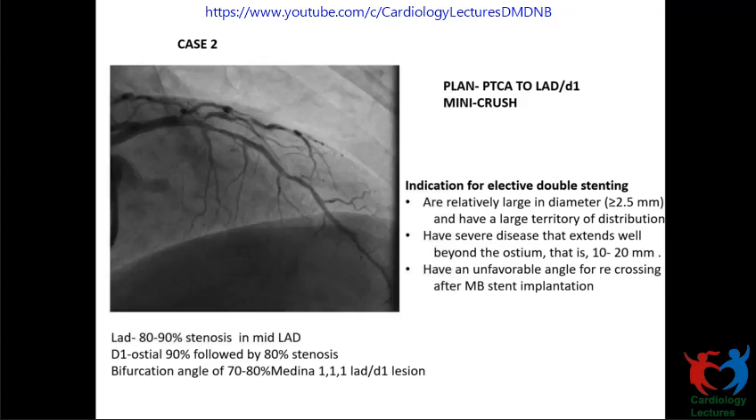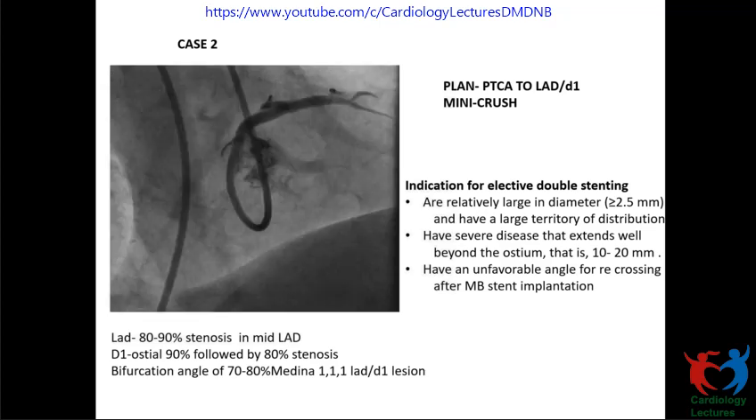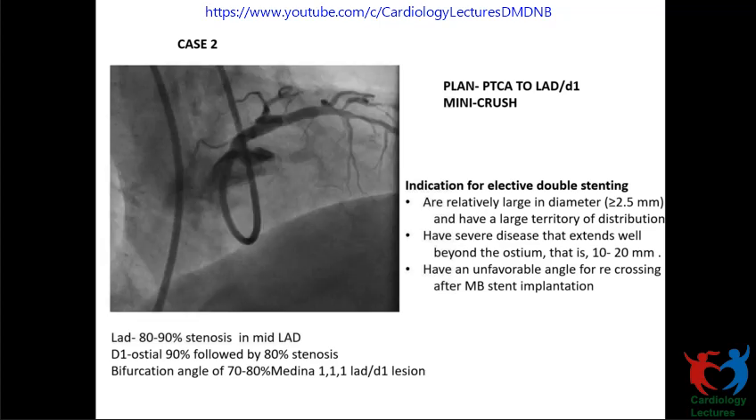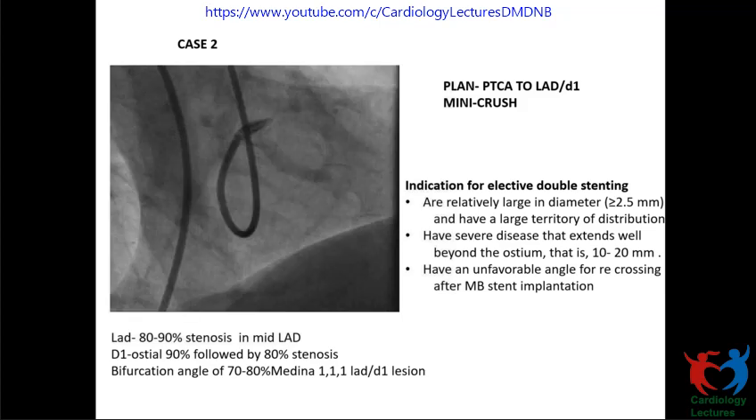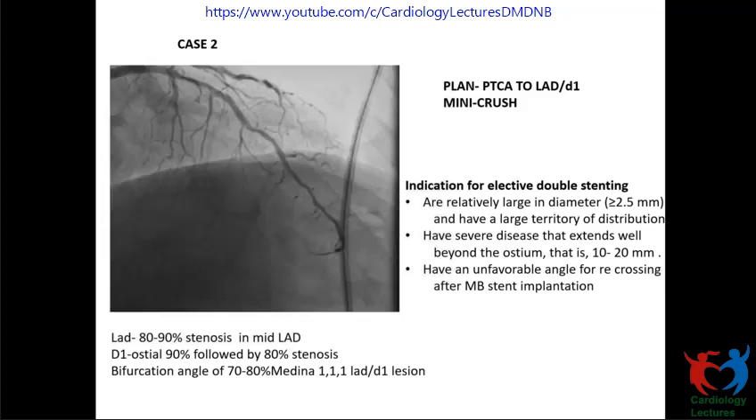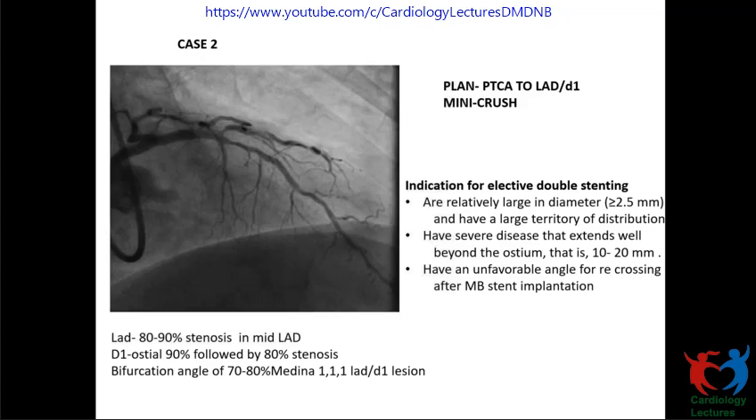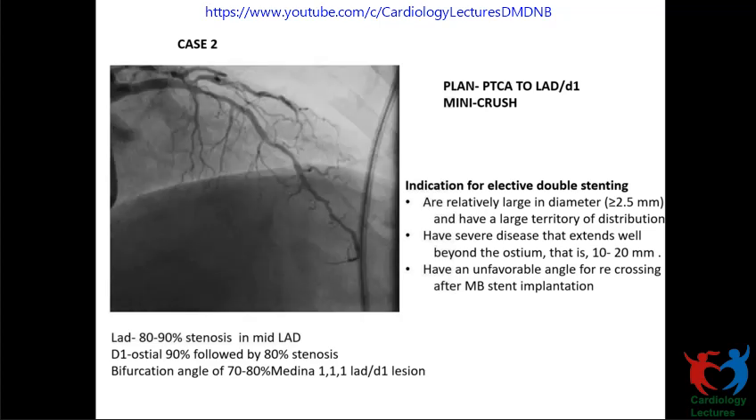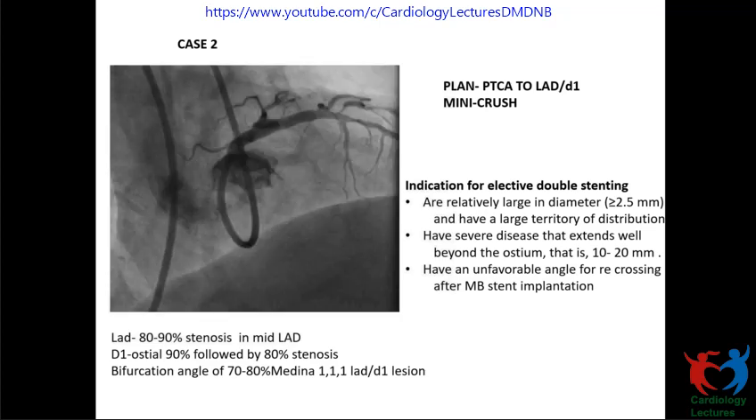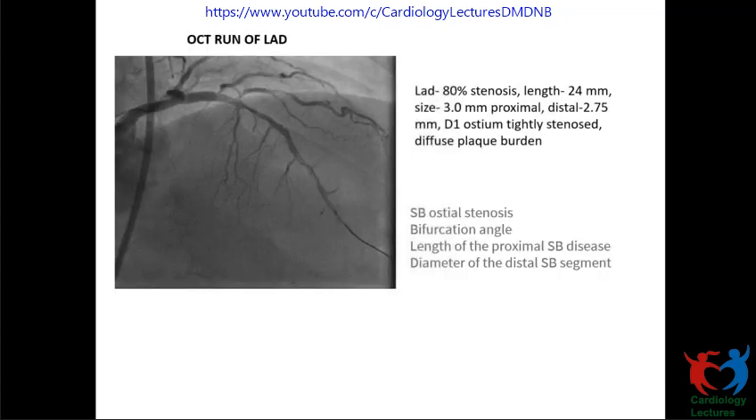I think we have to think of two stent strategies at the beginning, rather than provisional stenting in this case, especially because the disease is extending beyond the ostium, and this is the only LAD which does not have any other big LAD beyond it. So the area supplied will be large, and I think we should go for an elective two-stent strategy in this case. So let's see what you did.